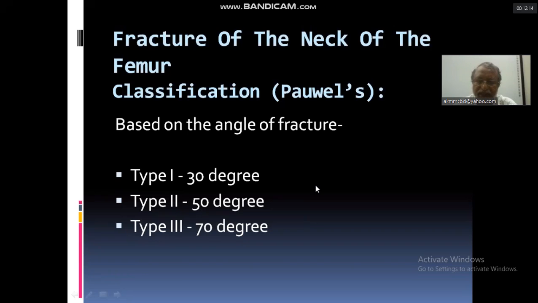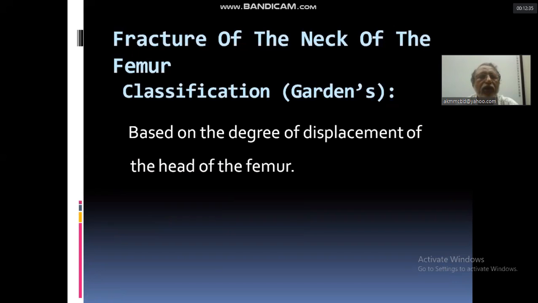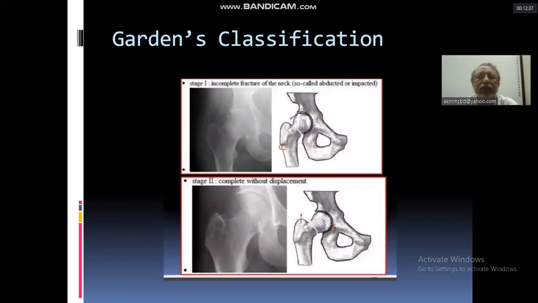There are other classifications, not important. According to the line of fracture, if the angle is low, you can understand it will be more stable, and if the angle is 70 degrees or more, it will become very unstable. And there are other classifications, such as Garden's classification. I'm not going into the details.